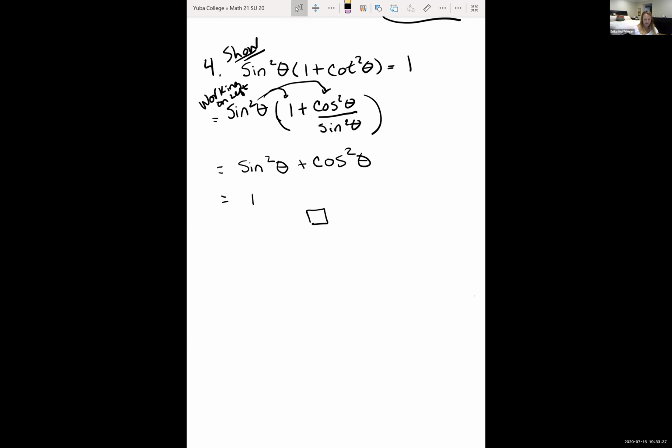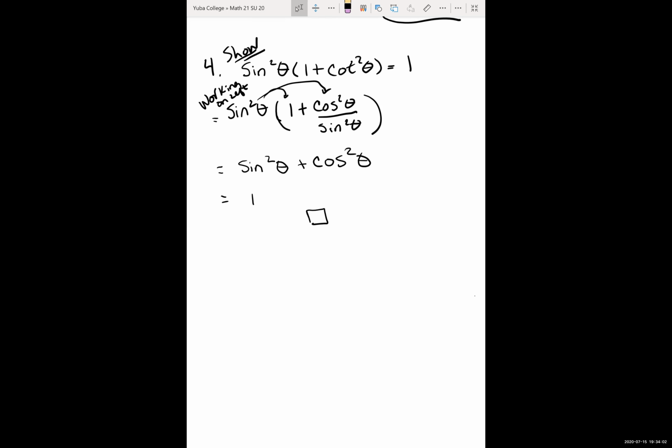For that one, I put that the 1 plus cotangent squared also could just be cosecant squared, which is 1 over sine squared. Does that work? Yep. So noticing that 1 plus cotangent squared theta was one of those Pythagorean identities, you can do that. That would have worked.